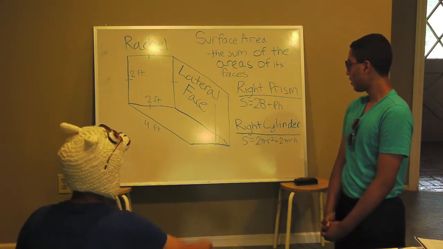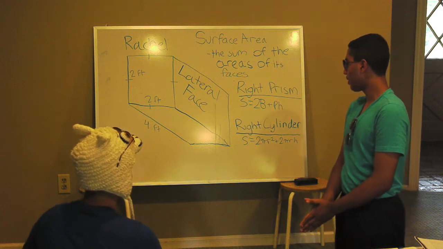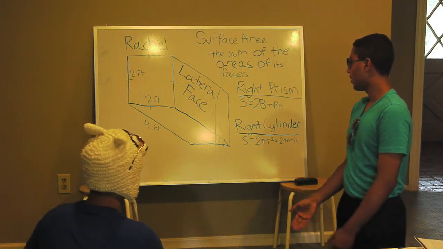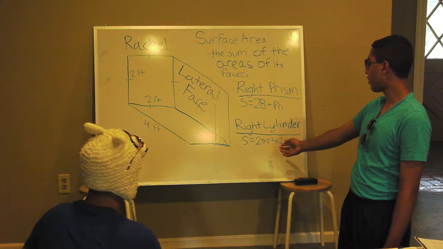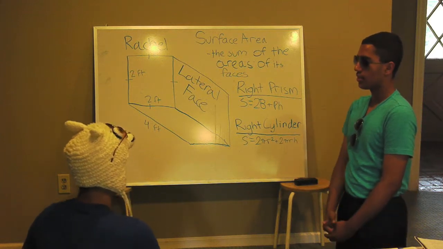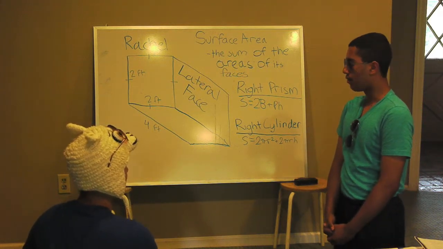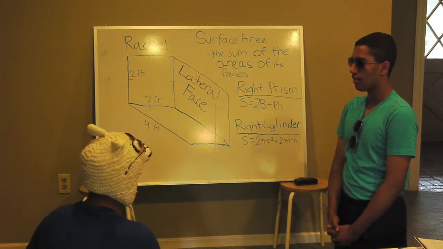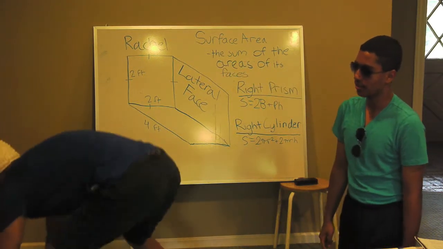And what's that? Oh, that's the formula to find the surface area of a right cylinder. Surface area equals 2 pi r squared plus 2 pi r h. Are we going to use that formula today? No, nobody likes cylinders. Okay. Now leave my classroom.